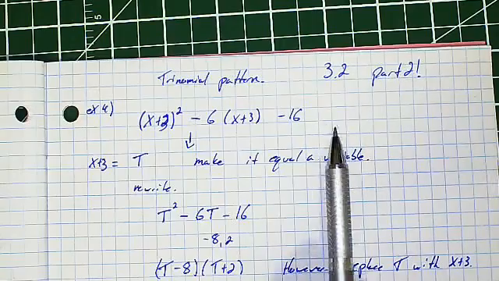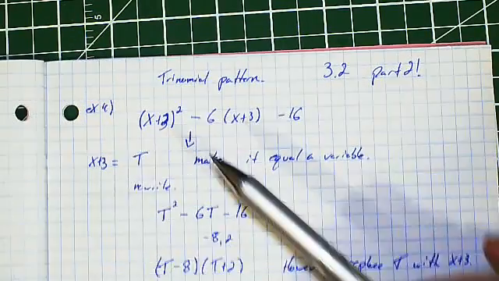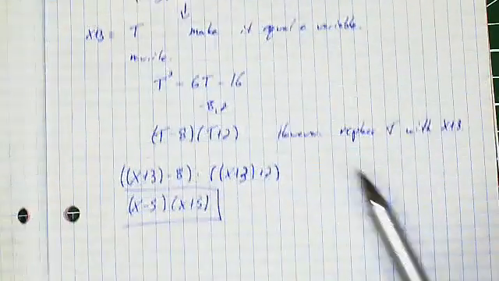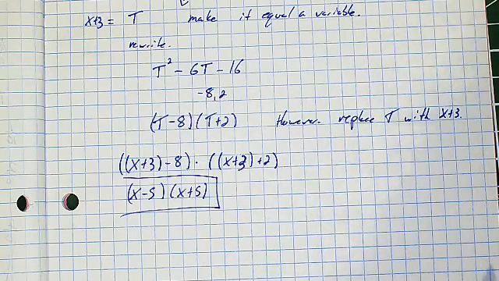So really the shortcut here is, if you see something that looks like a trinomial pattern, don't worry about what's inside your brackets. Replace it with some sort of variable, solve it normally, and then once you've done that, pop back in what you replaced and go from there. They're pretty easy to do.